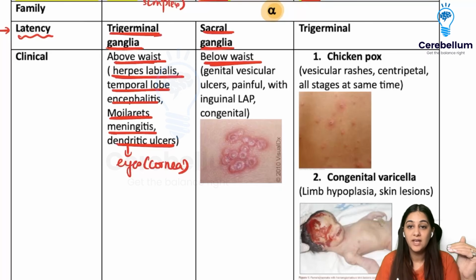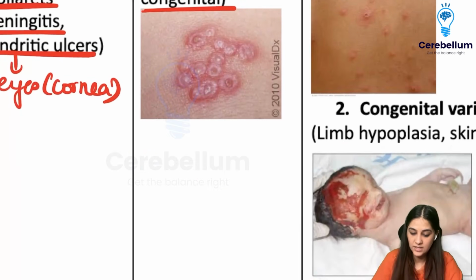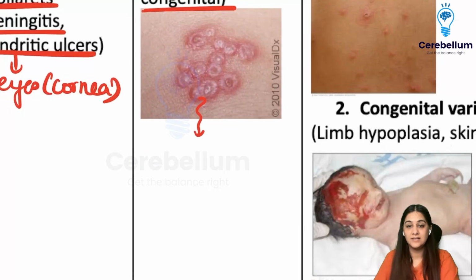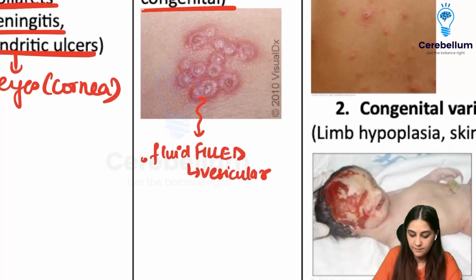Now, when we talk about HSV2, that means everything below the waist. So you are going to have genital vesicular ulcers that are painful with inguinal lymphadenopathy that is also painful. And you can also have certain congenital manifestations. So these are how you see these ulcers. They can be genital ulcers, they can be ulcers in different parts of the body that are fluid filled, and that is what you call vesicular, right? That means fluid filled. So they are painful.